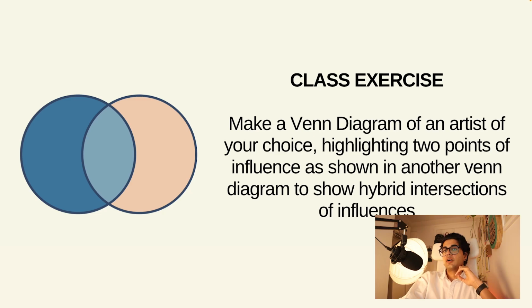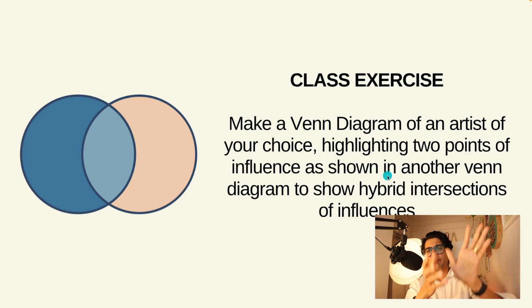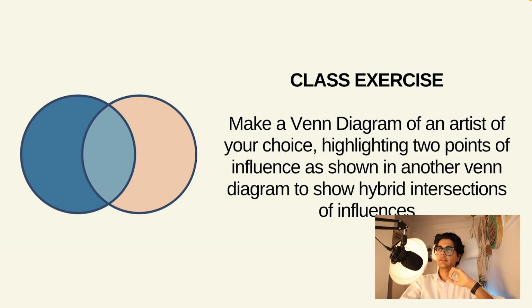All right, now one of our class activities that you will be seeing on a discussion board is that you have to make a Venn diagram of an artist of your choice and highlight two points of influence, as shown in other Venn diagrams in this course slide, and show hybrid intersections of these influences, the third space. So this is part of your class exercise.